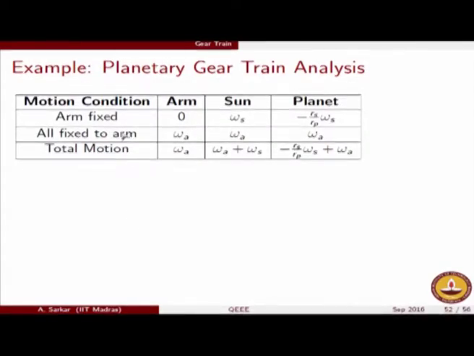Accordingly, you have two rows. In the first row, I am analyzing the motion condition when the arm is fixed to the frame. It is not moving, it is immobile. So if the arm is fixed, then obviously the arm motion is 0.